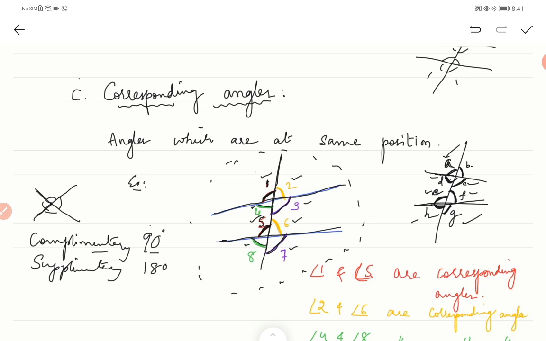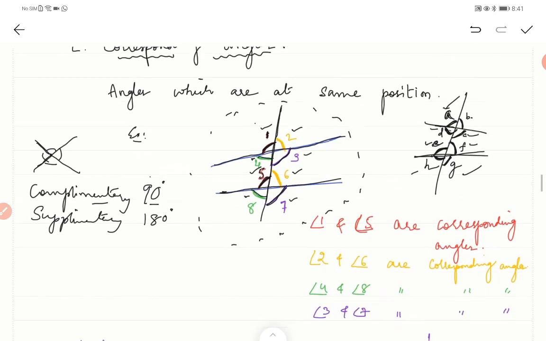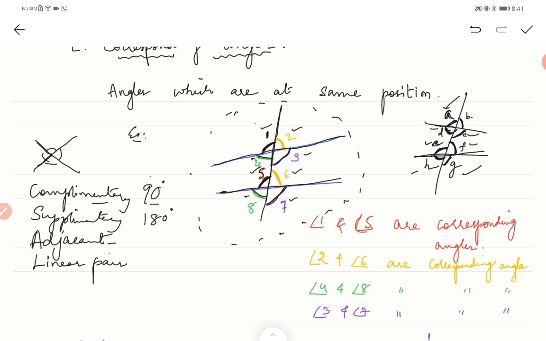Supplementary is what? If the sum of the angles is 180 degrees, it is supplementary. After that we studied adjacent angles. After that we studied linear pair. A linear pair is two adjacent angles whose sum is 180 degrees, then you say they form a linear pair. After adjacent we studied vertically opposite angles, isn't it?